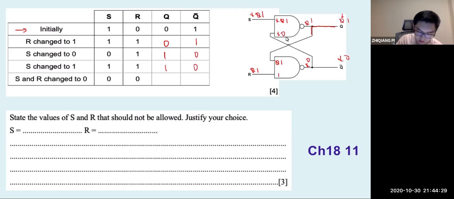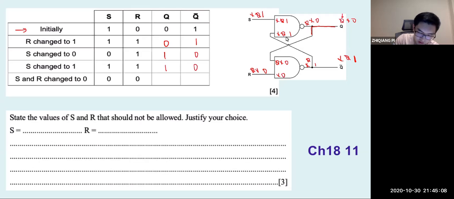Now we change both of them to 0. So let's do it one by one. So let's change R back to 0 first. This becomes 0, this becomes 1, this becomes 1, and then this gets fed up here. This becomes 1. And this becomes 0, this becomes 0, this becomes 0, it's still 1, doesn't change anything. 1 gets fed back, doesn't change anything, and stabilizes at 0, 1.